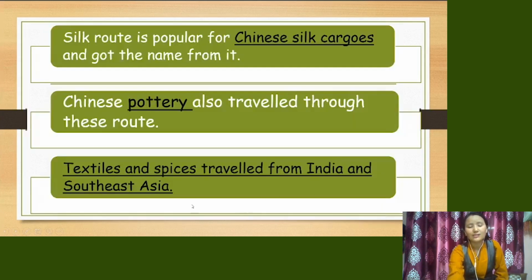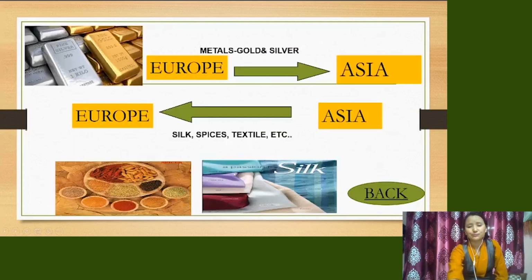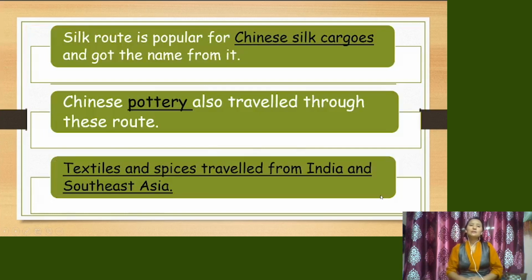Not only that, textiles and spices traveled from India and Southeast Asia to Europe, right? So from Asia, a large number of silk, spices, and textiles were transported to Europe. Not only that, from Europe, a large amount of precious metals like gold and silver were transported to Asia. Now you can see that the Silk Route helped in the transportation of a large number of goods from one place to another.